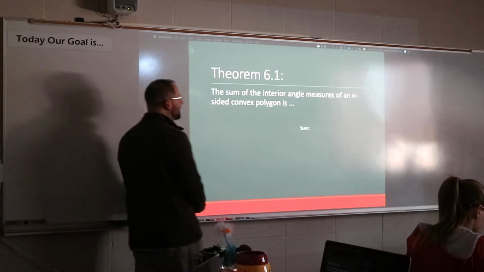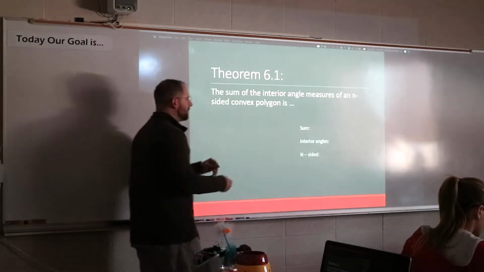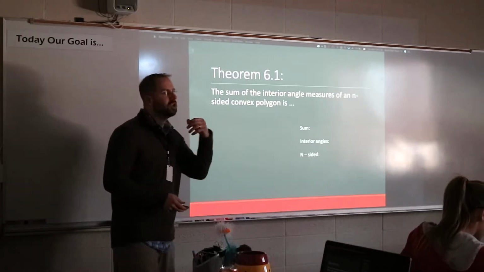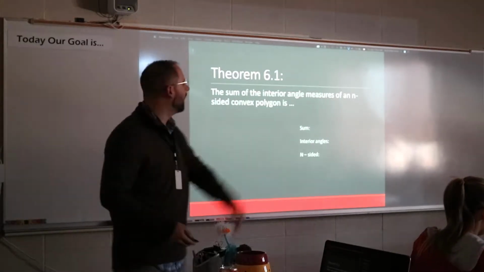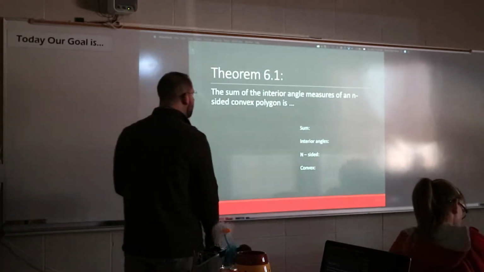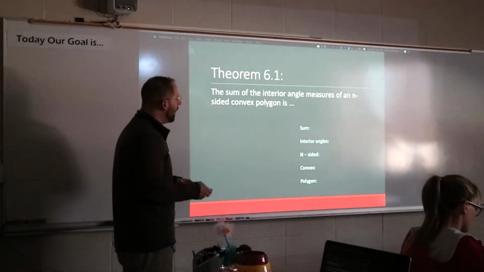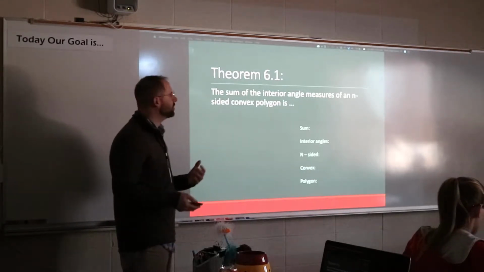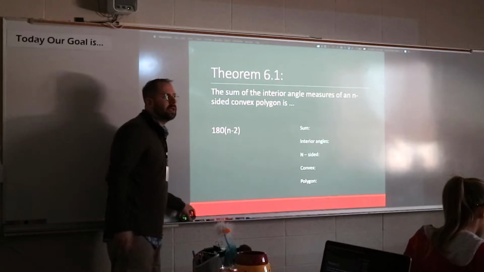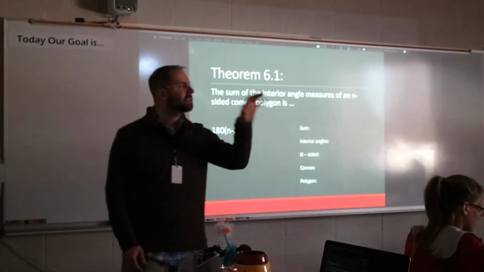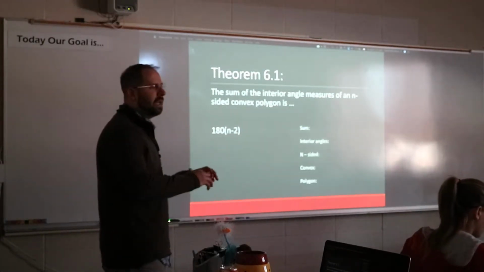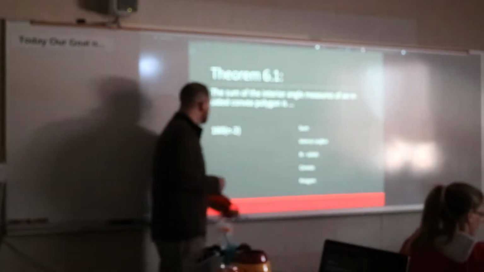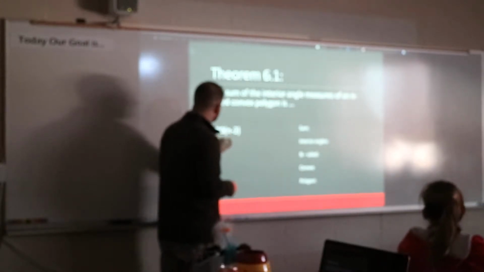Okay? The sum means to add all the angles together, the interior angles, all the angles on the inside. It can be any sided, so they say n-sided. So if you have a dodecagon or a 20-gon, you can find those. They have to be convex, so there can't be any caves to them. And they have to be polygons, straight edges, no curves. Okay, so no conic sections. But this is the formula that we used. However many sides you have, or how many vertices there are, corners, the actual dots in the corners, that's the number that goes in here.